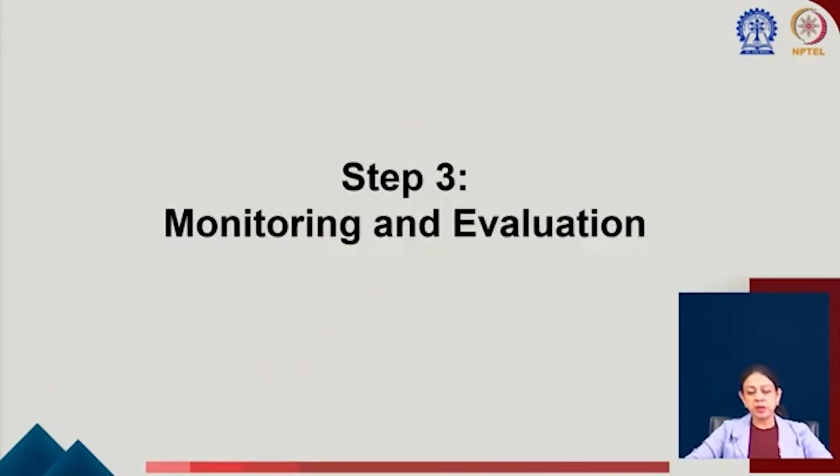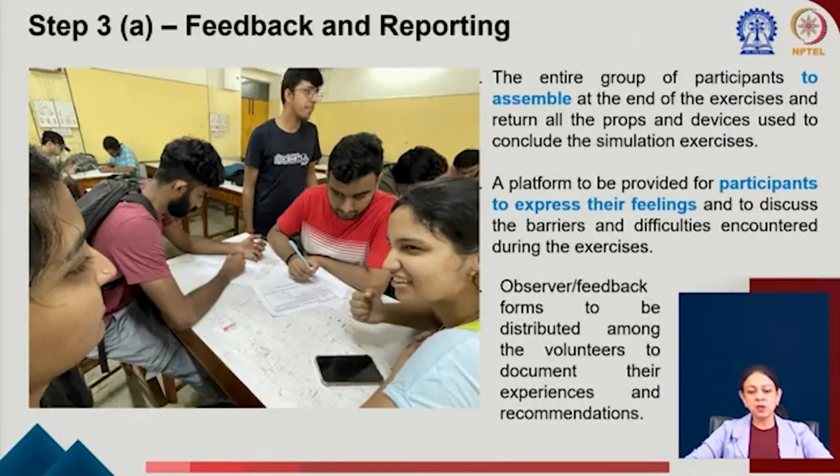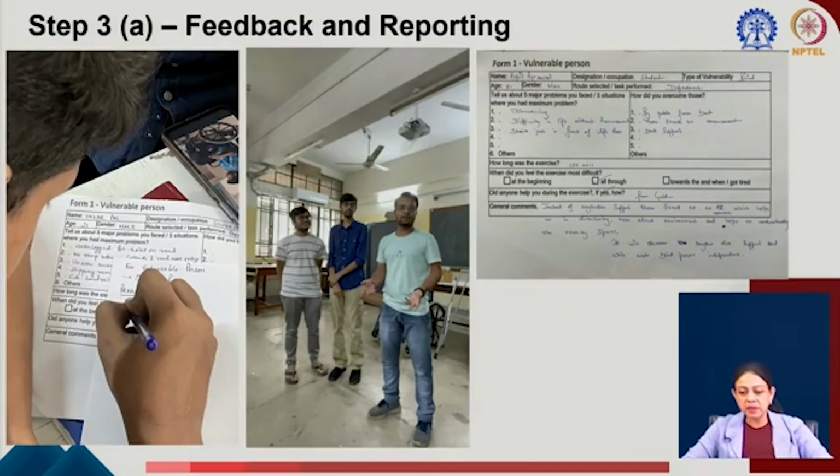Final step, monitoring and evaluation. They were asked to give their feedback. They sat in their classroom and gave their feedback. So these are the feedback forms. Unfortunately, I've got only one here.